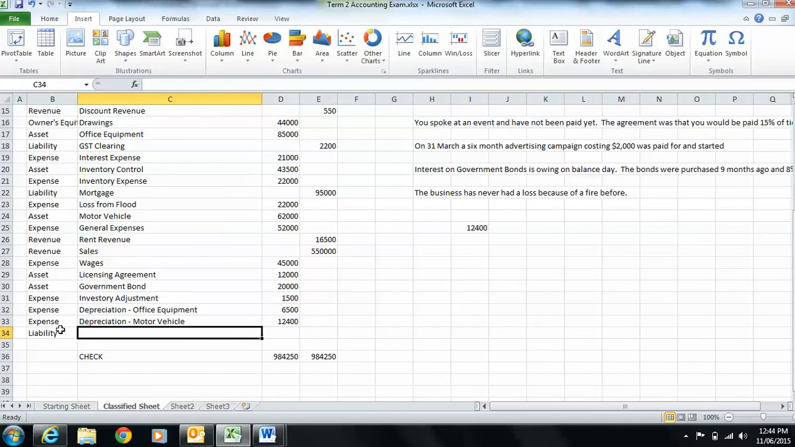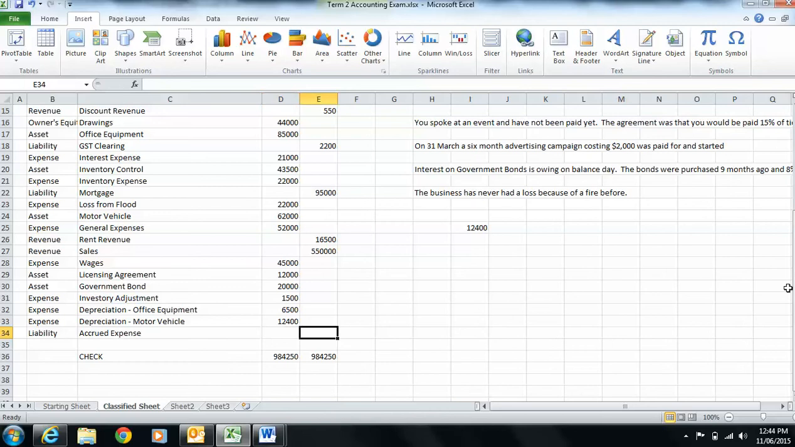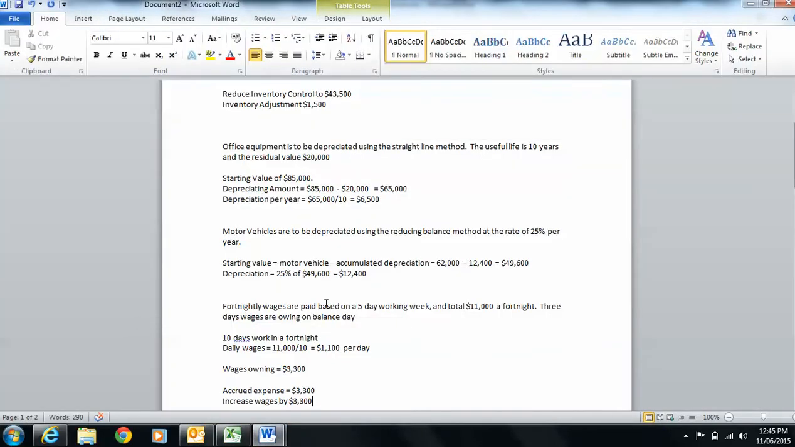As a liability account, it's an accrued expense. And liability accounts have a credit nature, so we're going to be putting the $3,300 into here. Now we also have to add $3,300 to our wages account, so that's going to make that $48,300. And once again, we balance at the end, so we're happy about that. Okay, it's another calculation down.